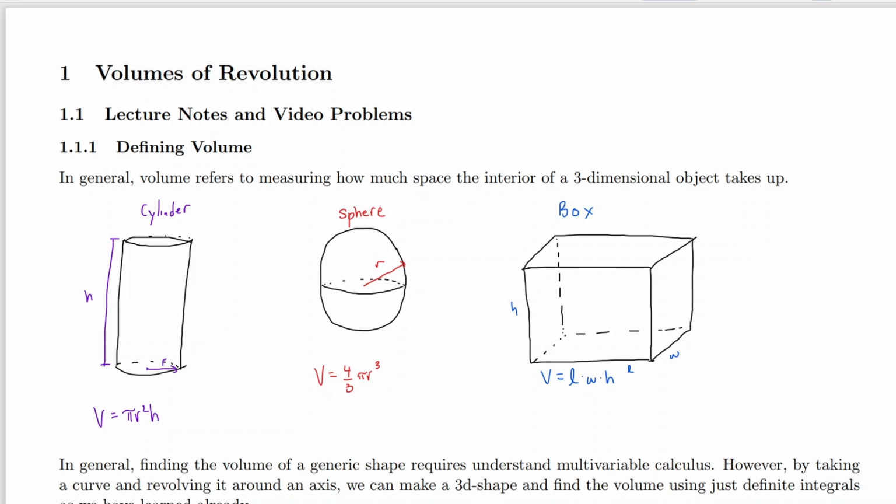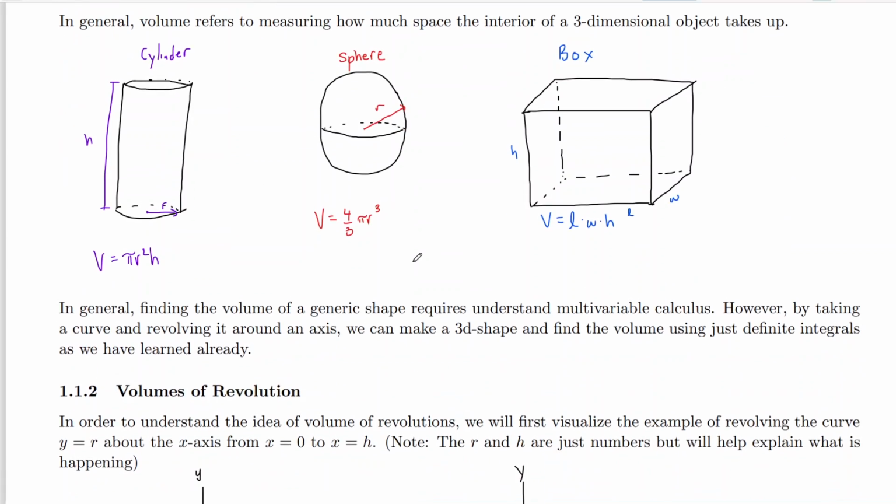Welcome back, everyone. In this video, I'll begin going over the lecture for the volumes of revolution section. Now, to start off, what we're going to do is just look at volume and describe it very generally.